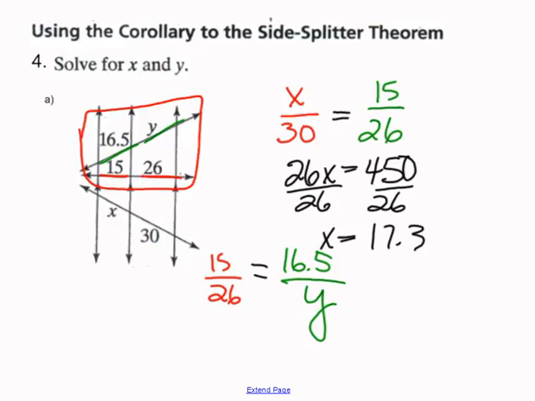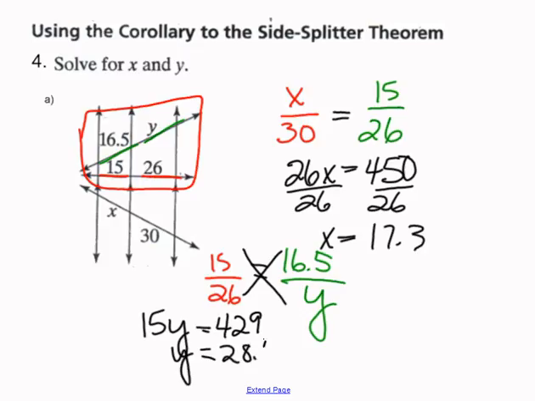And now cross multiplication, I end up with 15y equals, where am I, 429. Divide by 15, and y equals 28.6. So that's how you do the corollary.